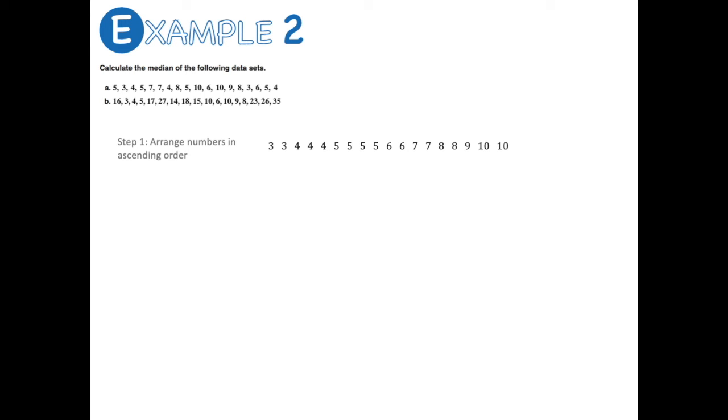The second step is to calculate the median term. So to do that, we use the formula of n plus 1 divided by 2. So we need to count up all of our numbers. So in total, I have got 18 numbers in my data set. So it's going to be 18 plus 1 divided by 2. So that is going to be my 9.5th term.